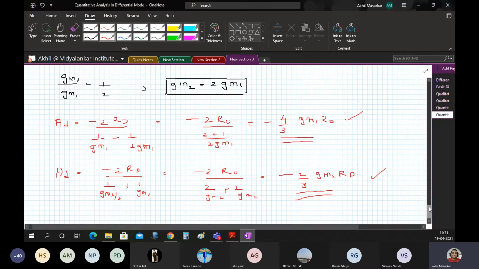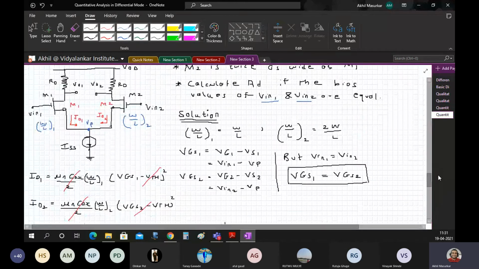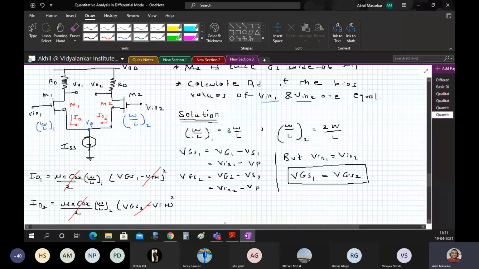Yes. Now for your homework, you will try this thing. Not this, you will disregard this statement and you will do this. W by L1 is 3W by L and W by L2 is 2W by L. So you will solve for this as a part of homework. So this sum comes for 10 marks.